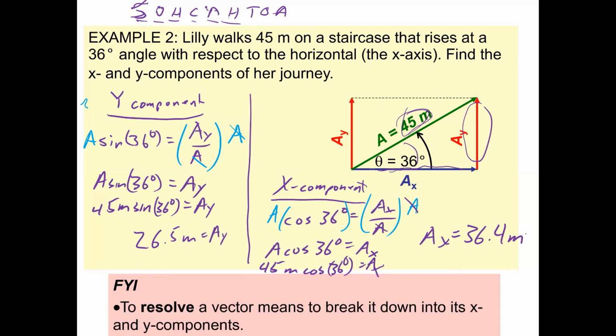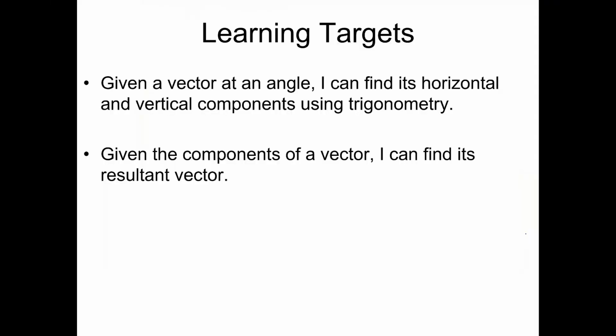So again, just terminology-wise, if you ever hear or see a request to resolve a vector, what that means is to break it down into its x and y components. And in doing this problem, we've resolved that vector into its x and y components. So hopefully you learned that given a vector at an angle, you can find the horizontal and vertical components. And if you give them the components of a vector, you can find its resultant vector.